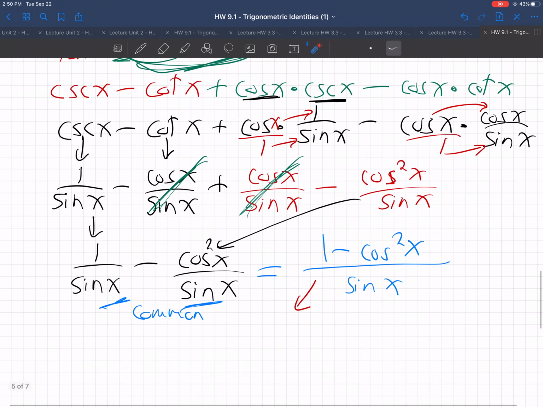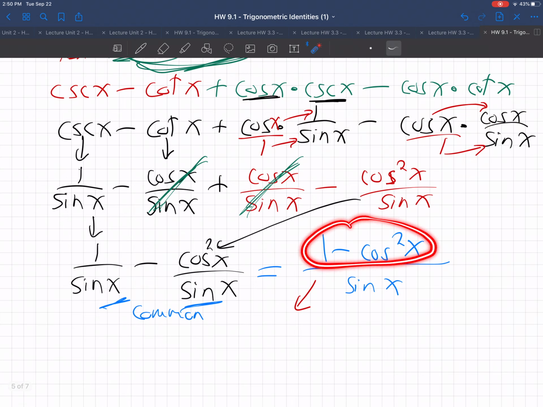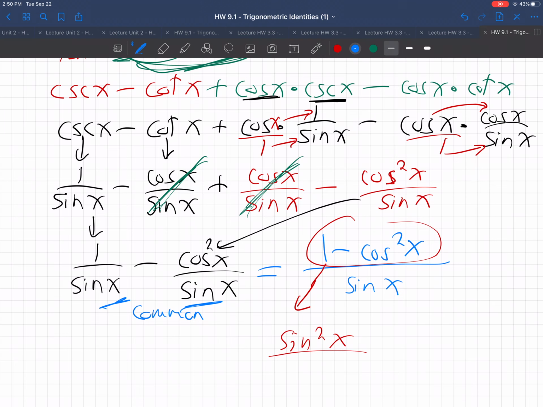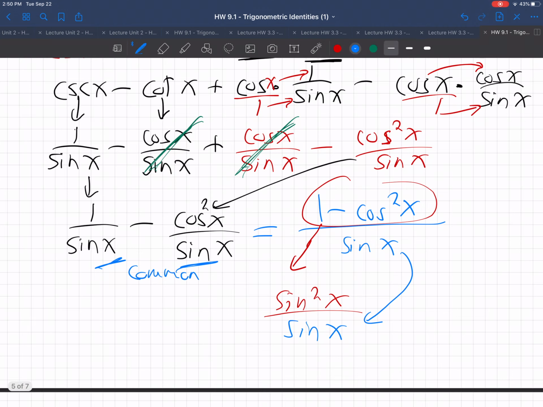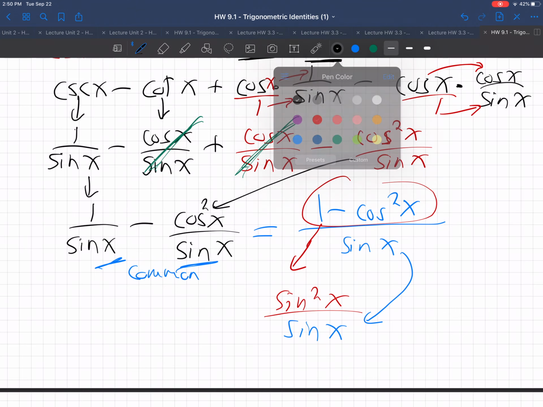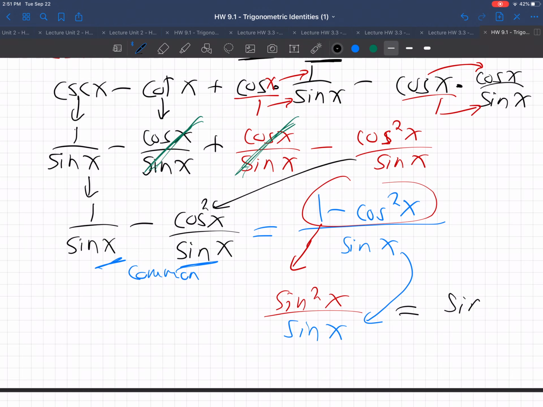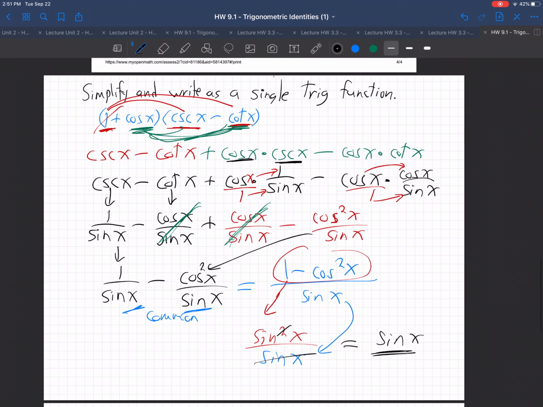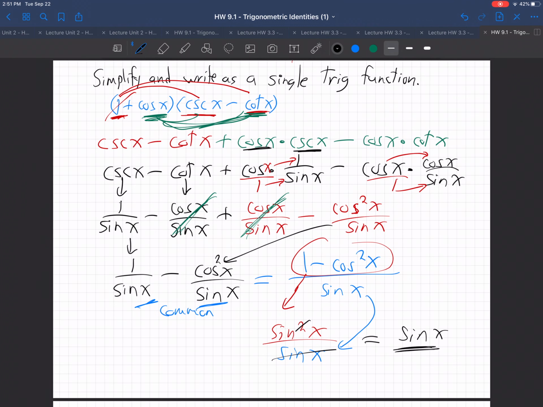So going back to it, this is 1 minus cosine squared right here is sine squared over, and then the bottom is still sine of x. That hasn't changed. And now, what does that equal? That's just sine of x, right? Because this cancels that, and so it's just sine of x. And that's the answer to the question. So this all simplified down to become sine of x.